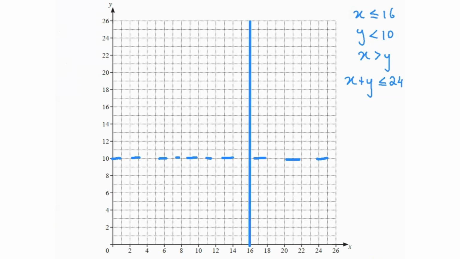Then for x greater than y, it's going to be the y equals x line, but drawing it dotted over here is going to be a struggle. So wait, I'm going to draw it normally, but I'm going to label it. This is dotted.